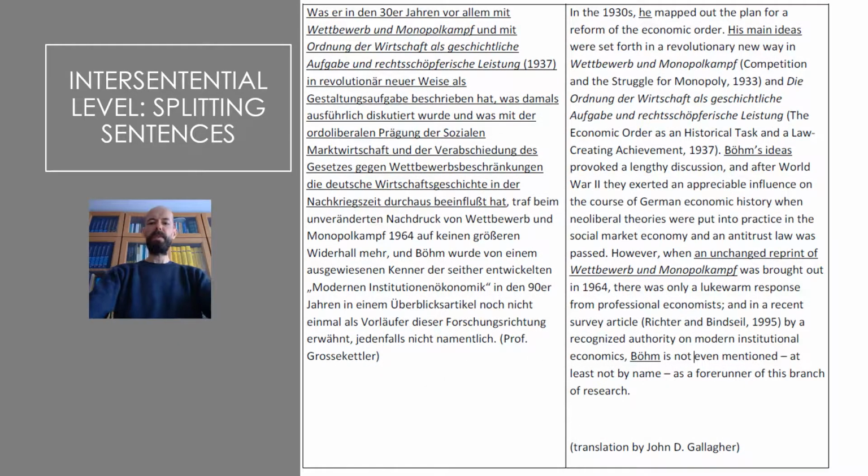So, this is the solution that John Gallagher came up with. In the 1930s, this is Böhm, who must have been mentioned before, he mapped out the plan for a reform of the economic order. Consistent theme again. His main ideas were set forth in a revolutionary new way in blah, blah, blah. Next sentence starts with these ideas again. Böhm's ideas provoked a lengthy discussion, blah, blah, blah.